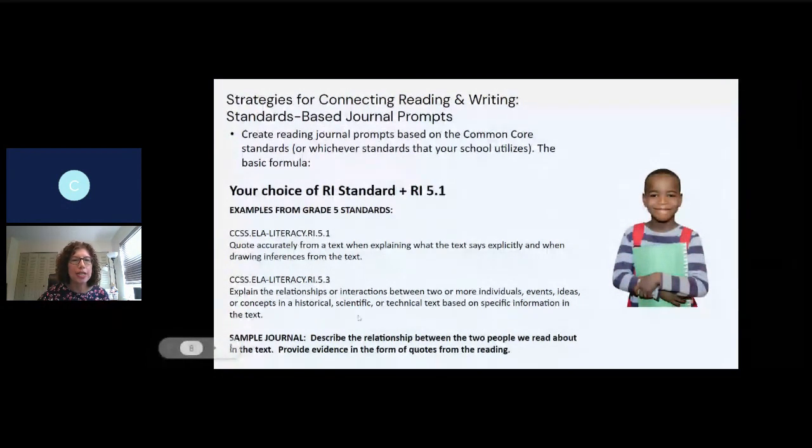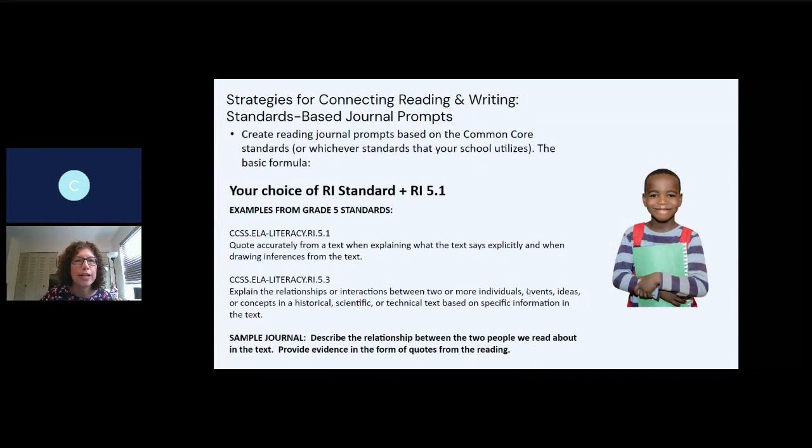Let's say I want my students to focus on RI 3, which is explaining the relationships or interactions between different elements in the reading. So 2 or more individuals or events or ideas or concepts in a historical, scientific, or technical text. And then I can create a prompt. So here's my sample prompt. Describe the relationship between the 2 people we read about in the text. Provide evidence in the form of quotes from the reading. So the idea is to always combine the standard that asks kids to use evidence from the reading with the reading skill that you're focusing on for that particular lesson.